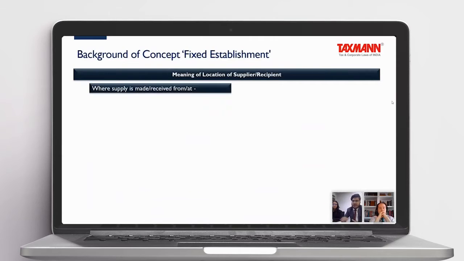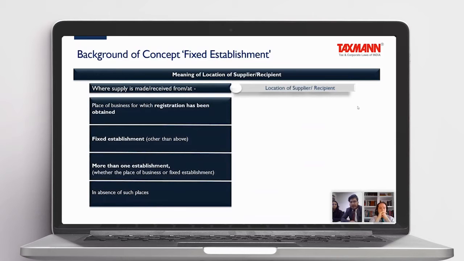Now, the law defines the location of supplier or recipient in four parts. The first part of the definition says that where you have a place of business for which you have obtained the registration under the GST law, in that case, the location of supplier or the recipient, as the case may be, is that place. Supplier from the supplier's perspective, and if you are claiming the credit, then it is important from the recipient's perspective, right? So if you have taken the registration, then that place for which you have taken the registration would be called the location of supplier or recipient.